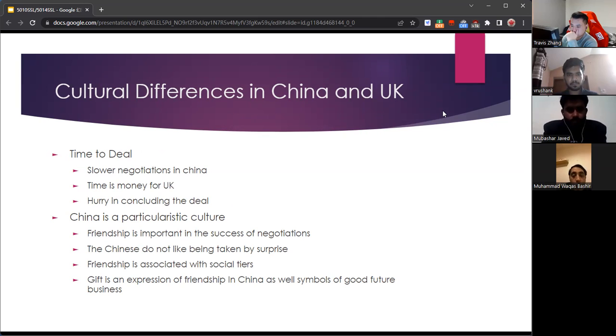On the other hand, China is a particular culture. Friendship is important to the success of negotiation. The Chinese do not like being taken by surprise. Friendship is very important and associated with social ties for the Chinese, and gifts are an expression of friendship in China, as well as symbols of good future business.